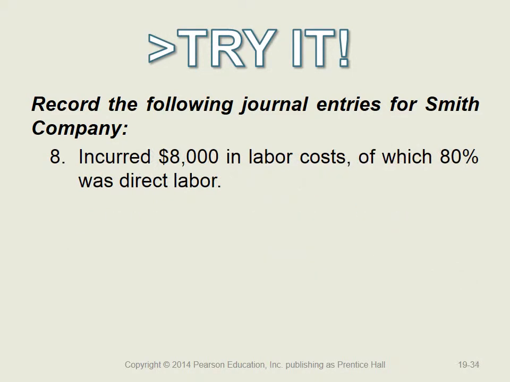Number 8 incurred $8,000 in labor costs, of which 80% was direct labor. So we're going to debit work in process inventory for 80% of $8,000, or $6,400, and we're going to debit manufacturing overhead for the remaining 20% of that $8,000, which is $1,600. And we're going to credit wages payable for $8,000.